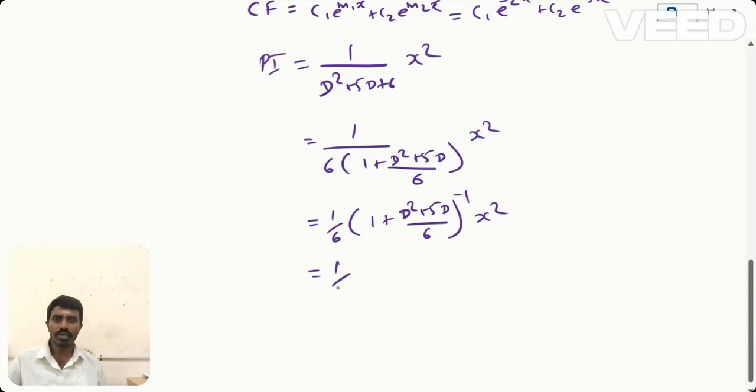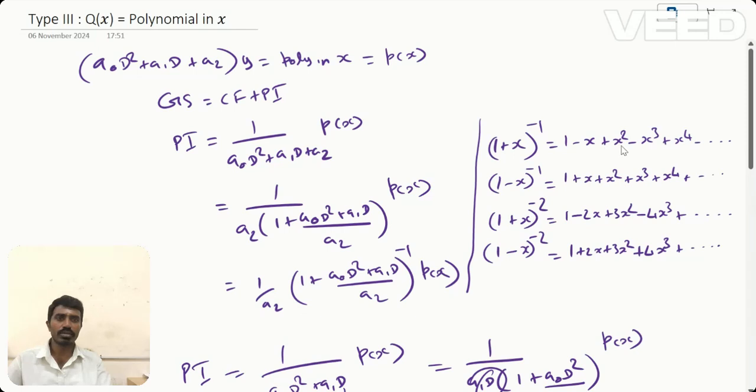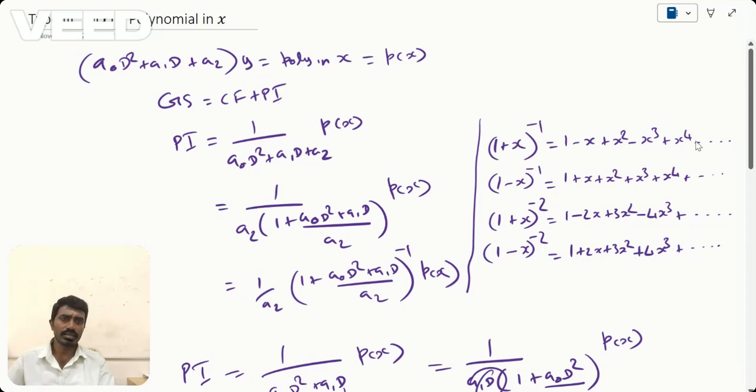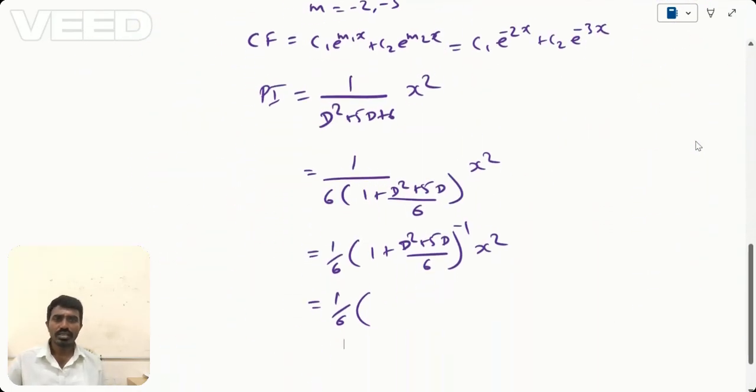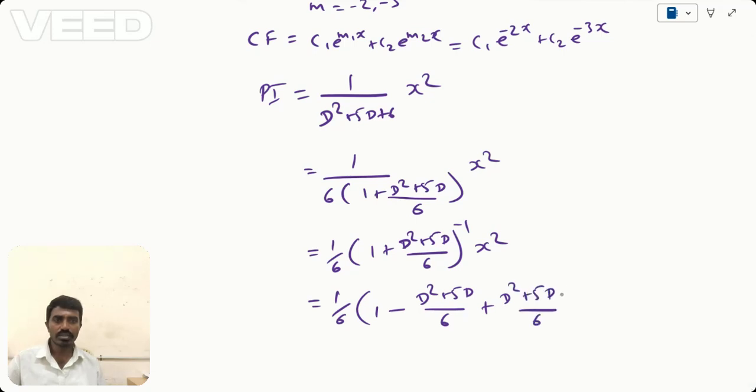So which is equal to 1 by 6 into, it is like (1 plus x) whole power minus 1. The (1 plus x) whole power minus 1 formula is this one: 1 minus x plus x square minus x cube plus x power 4 and so on, alternately plus and minus, and the power of x keeps increasing. So like that, here you treat this whole thing as x. So (1 plus x) whole power minus 1 is 1 minus (D square plus 5D) by 6 plus ((D square plus 5D) by 6) whole square and so on.